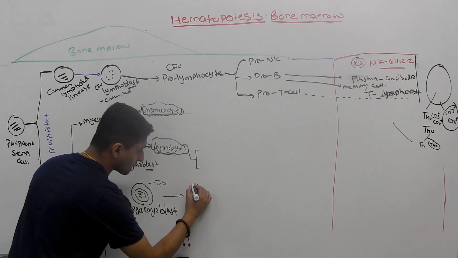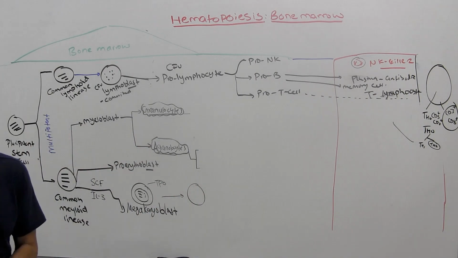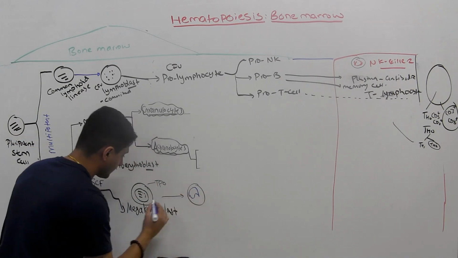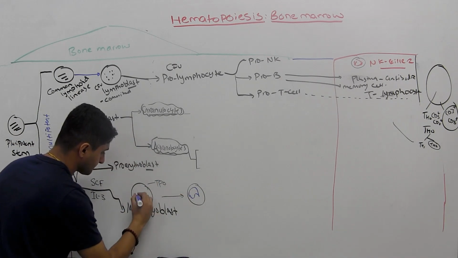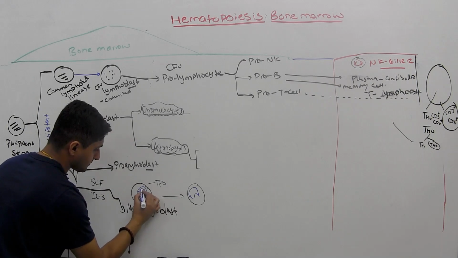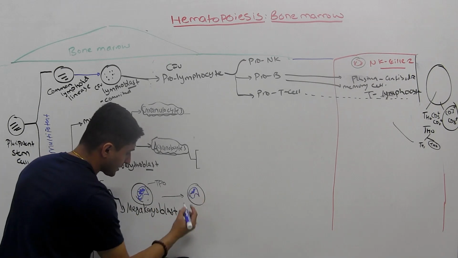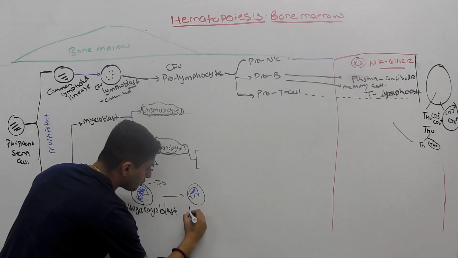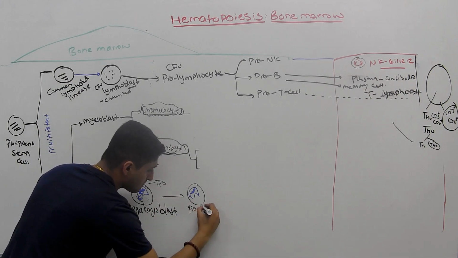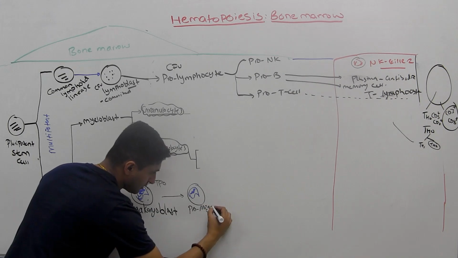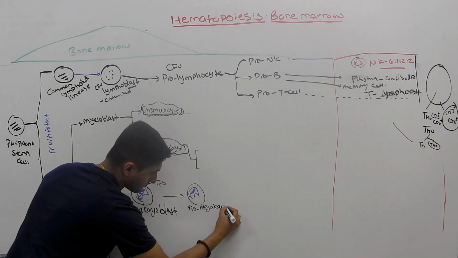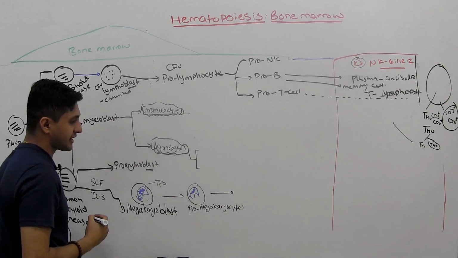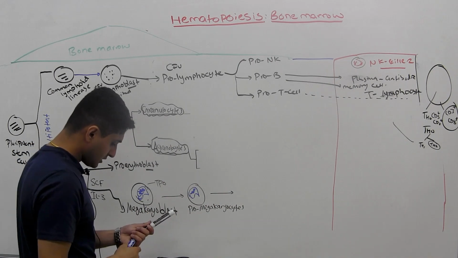pro, like this. And let me make this in blue too. And you're going to have, like, make this, like this. All right, now this one is called pro megakaryocytes, okay?